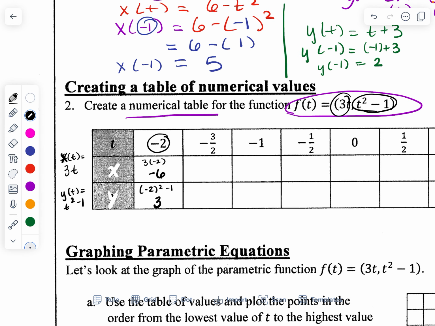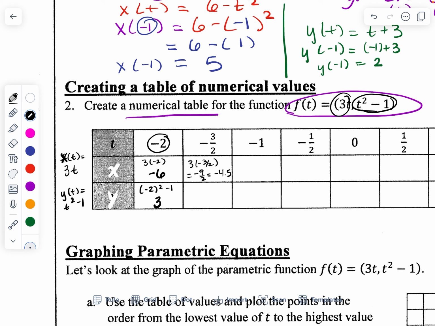Plug this one in here. x of t is going to be 3 times negative 3 over 2. Multiply those, we get negative 9 over 2. And we know negative 9 over 2 as a decimal is negative 4.5. Again, a decimal is going to be easier to graph later on.